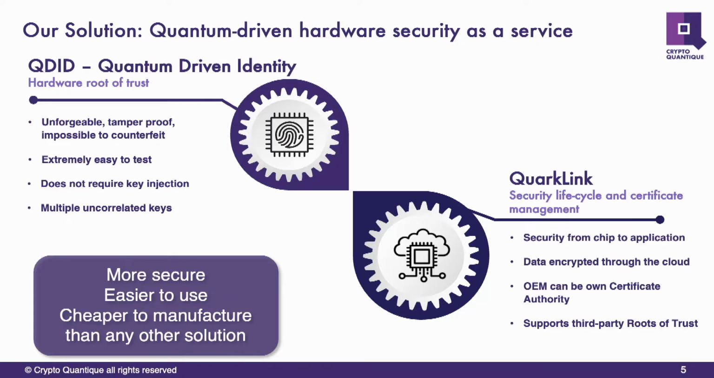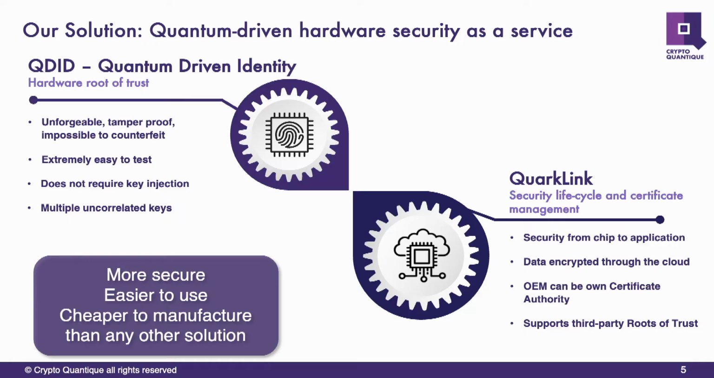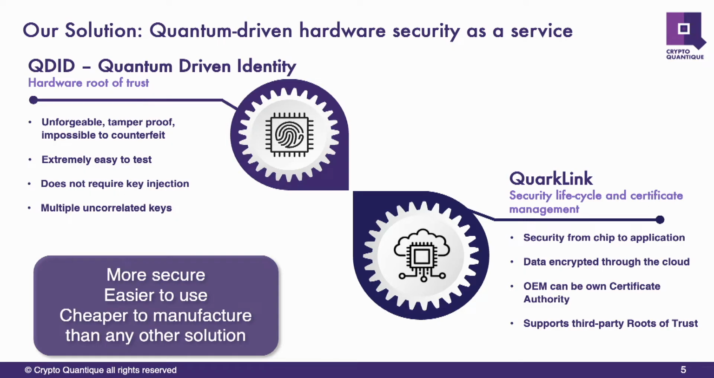So we have two families that we provide our customers. One is this hardware IP, which is part of a hardware root of trust. It is based on a quantum effect, which is why it's called the quantum-driven identity. Once integrated into a semiconductor device, it provides that device with a truly unique identity. It has very high entropy, and it's unforgeable, tamper-proof, and impossible to counterfeit because it's based on a quantum effect. It's not unlike typical PUF technology, which I'll talk about soon.